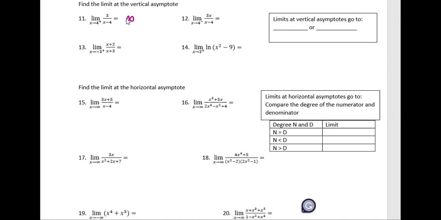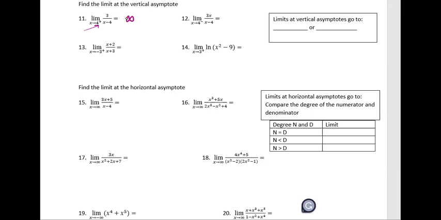But the question becomes, how do we solve this without using our Desmos graph all the time? We won't always have access to the graph. So how could we figure this out? How could we solve this? Well, let's see if we can look at the denominator. See this denominator right here? We have our denominator right here of x minus 4.